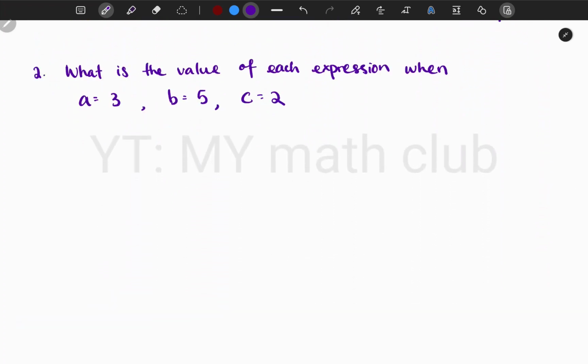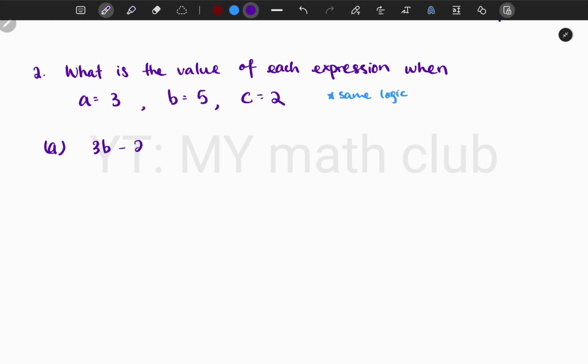Okay, jumping to the next question. What is the value of each expression when a equals 3, b equals 5, and c equals 2? So this question is slightly more difficult than the other one because we are going to be substituting 3 values into the expression. But the logic is the same. We're going to do the replacement and then we're just going to simplify and solve the questions based on what we replace into it. Alright, so let's just start with question A.